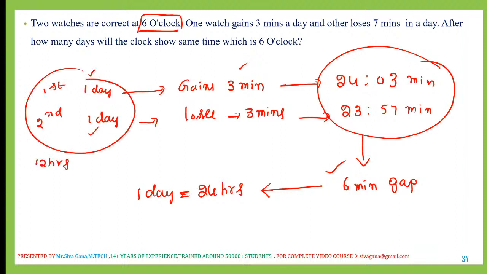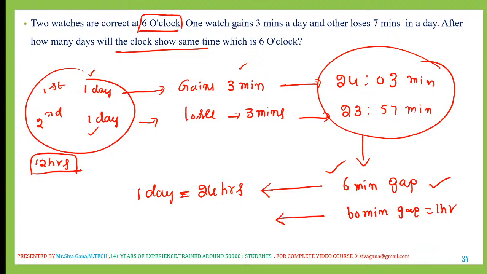One more time I am telling you, if the time gap between these two clocks is 12 hours, both clocks again show the same time. This is what he is asking. Now 6 minutes is the time gap in 1 day. Multiplying with 10, I get 60 minutes, which means 1 hour. So here also 10, which means 10 days.